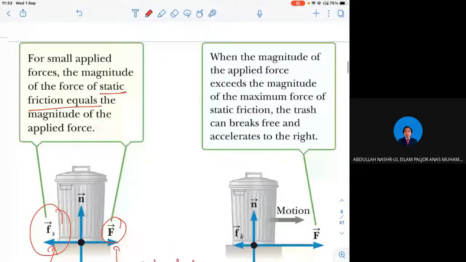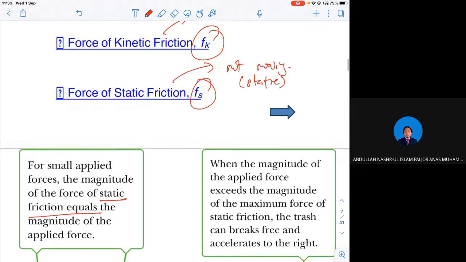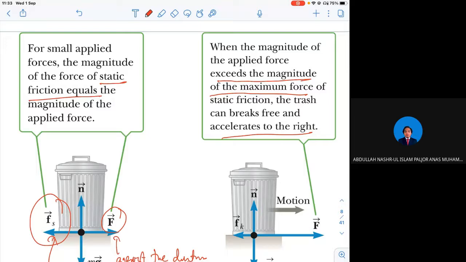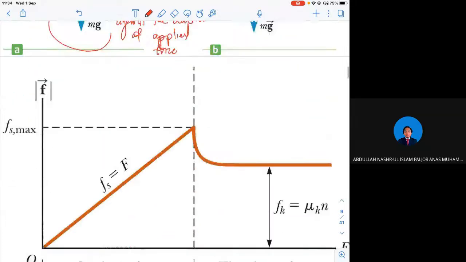If you look at the kinetic friction, static is when the object is not moving, but when the object moves, when the magnitude of the applied force exceeds the magnitude of the maximum force of static friction, the trash can breaks free and accelerates to the right. That means when the applied force is greater than Fs, then it will move. But if F equals Fs, it does not move, it is static. Simple one.